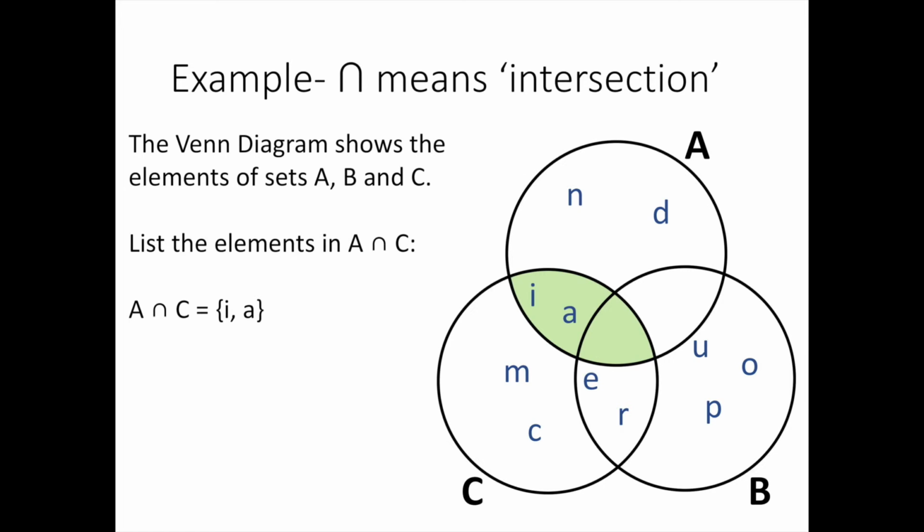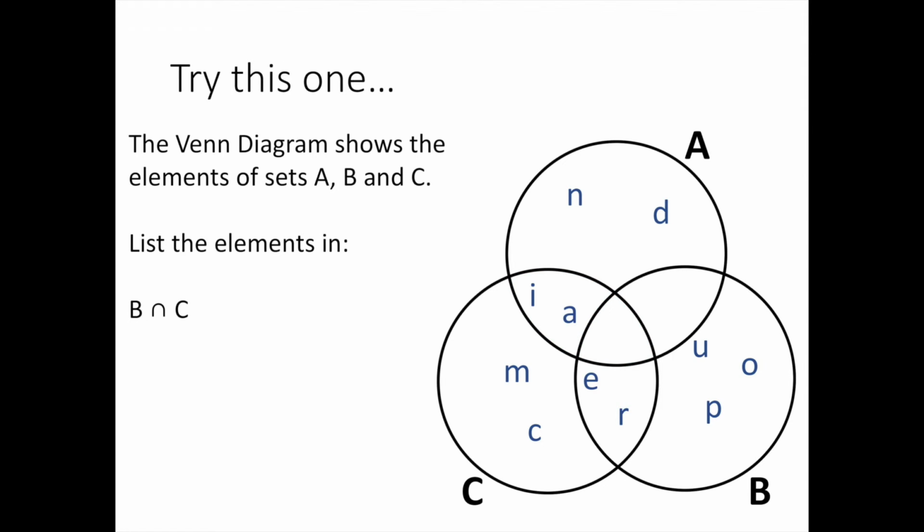So the main thing to remember with intersection is that those elements have to be in both of the sets. It is where the sets intersect each other as shown in this diagram. Have a go at this one now. List the elements in set B intersection C. Pause the video, have a go, then play the video to see if you're right.